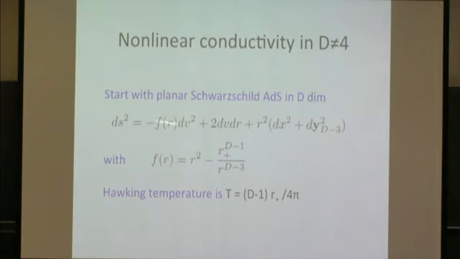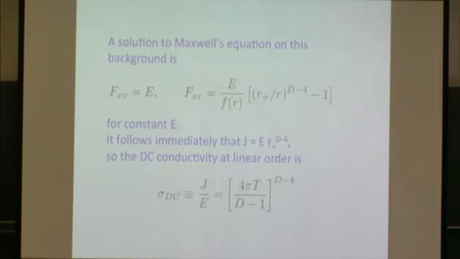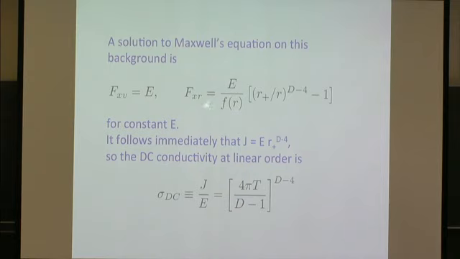It takes a form very similar to what we had before, where f now goes like r squared minus a constant, r_+^(d-1) over r^(d-3). And the temperature of the black hole is, again, proportional to r_+, in a formula given there. You can, again, solve the linearized Maxwell equation. This F_xv = E gives you the right boundary condition at infinity, but unfortunately, by itself, it doesn't solve the Maxwell equation. You need to add an explicit x r term.